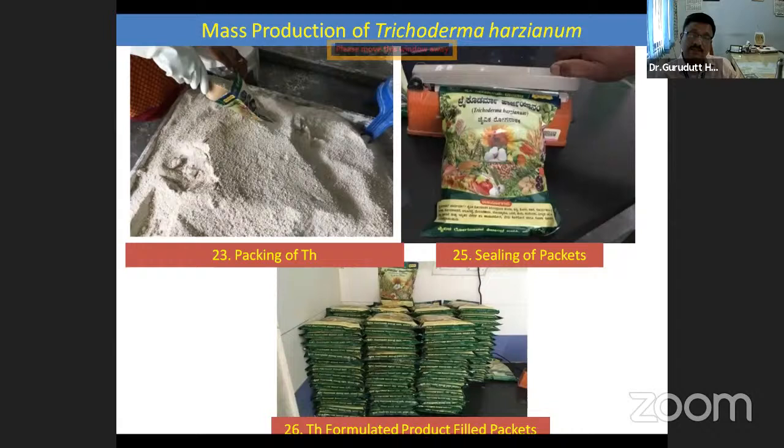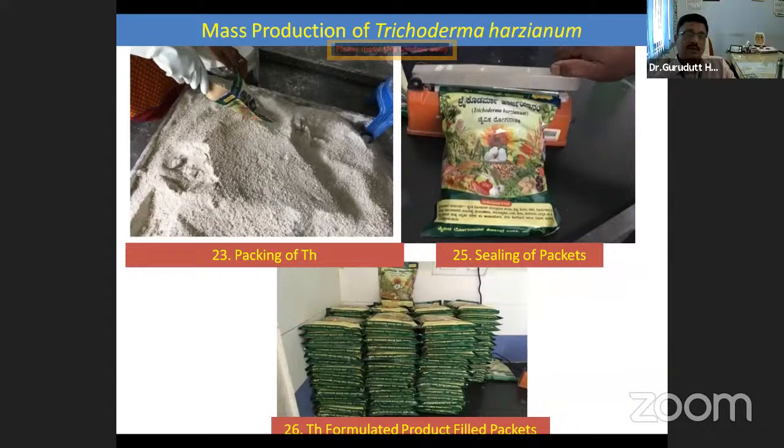All these things are done in our own laboratories in different rooms. This is how the talc powder is mixed and added. The quality will be checked, and a minimum of 2 × 10⁶ colony forming units should be there before we go for packing. The shelf life of this talc-based formulation is normally 6 to 8 months: 6 months under normal room temperature and 8 months under refrigerated conditions.